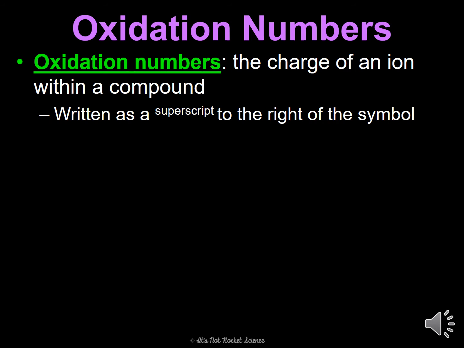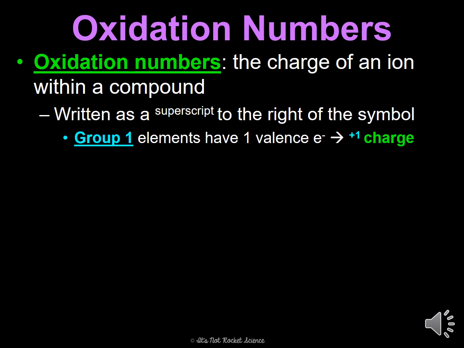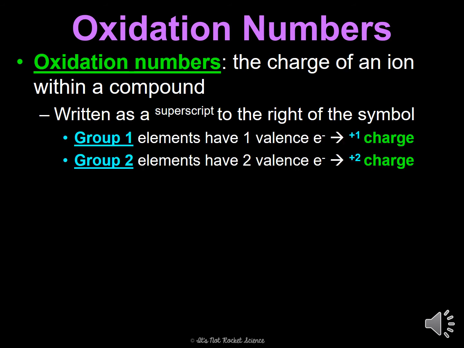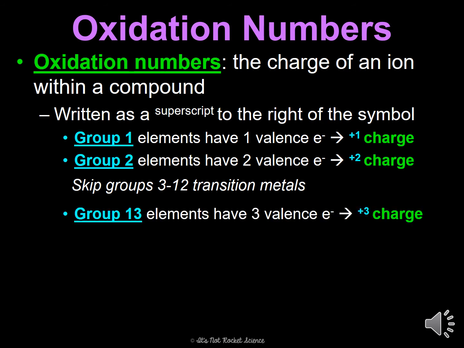Then, if you think of 2 to the power of 3, that 3 is written in the superscript, to the right of the symbol. So group 1 has a positive 1 charge. Group 2 has a positive 2 charge. Just like with valence electrons, you're going to skip groups 3 through 12, the transition metals. Group 13 has a positive 3 charge.